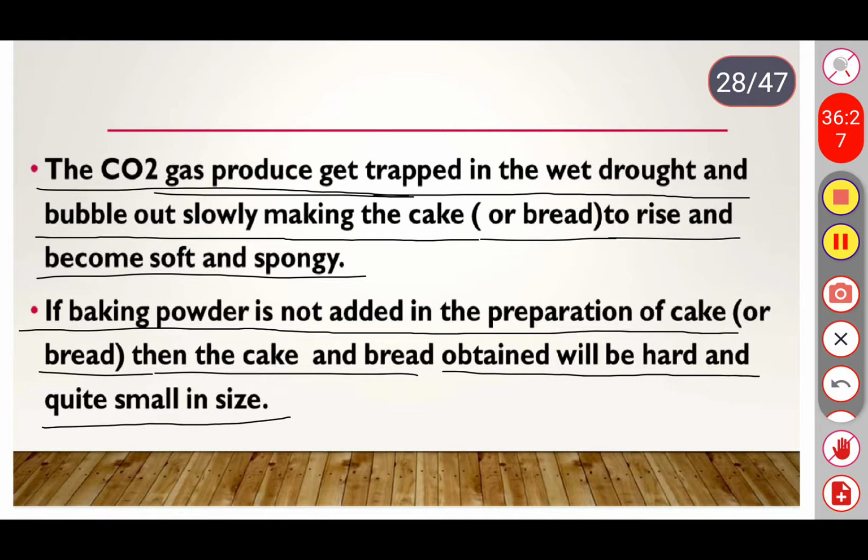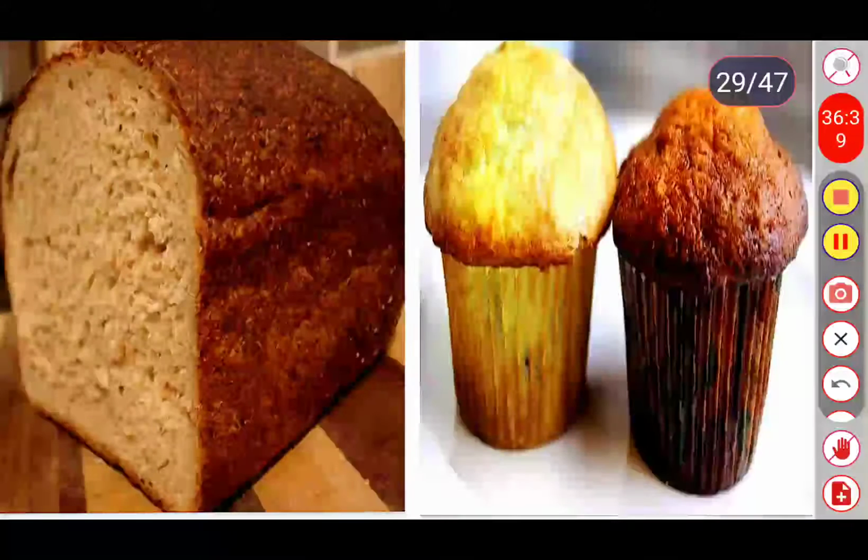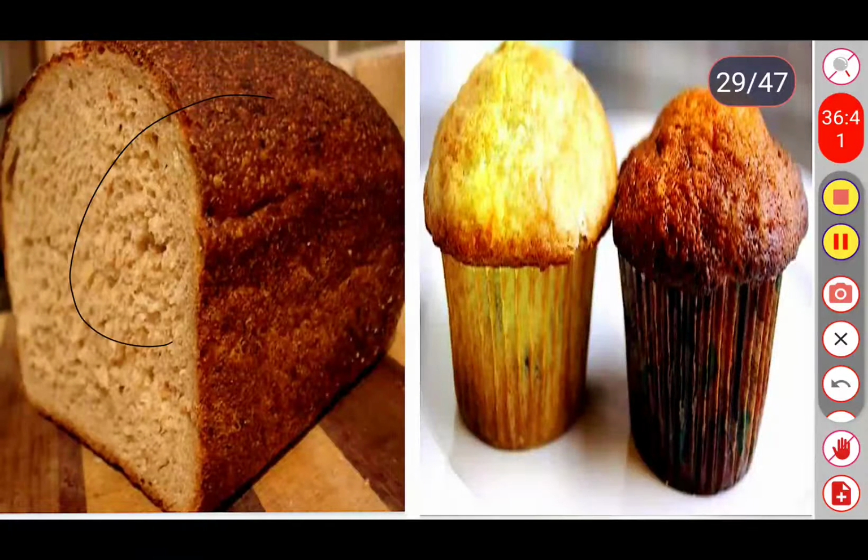The major use of baking powder is in the making of cakes and breads. So these are the two examples. First one is bread and second one is cakes. In the preparation of these two we are using baking powders.